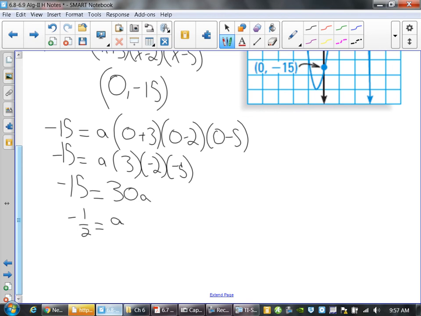So then you have your a value. Then it's just a matter of rewriting out the equation. So you get y equals -1/2 times x plus 3, x minus 2, and x minus 5. I haven't quite decided if I want to make you FOIL that out. I really don't think you need to, but there you go.